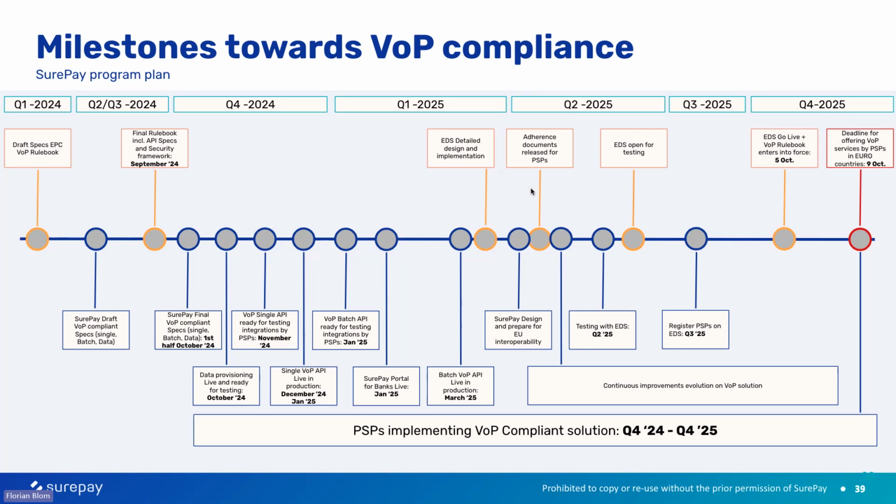However, the EDS is only going to be designed and developed in Q1, Q2 next year. And at the end of Q2 next year, it's open for testing. So we expect a full go live of the EDS very close to the VOP deadline. So we believe it's going to be early October next year. So full coverage in the whole of Europe is only being achieved in October 2025.